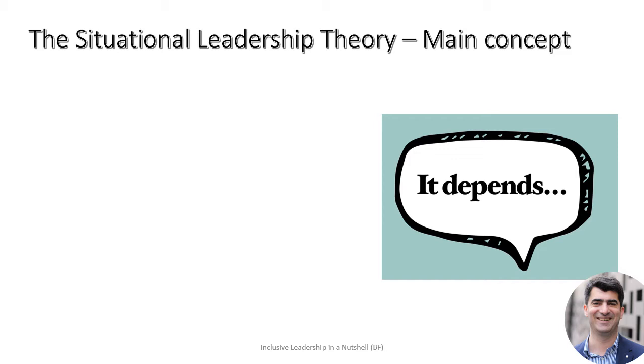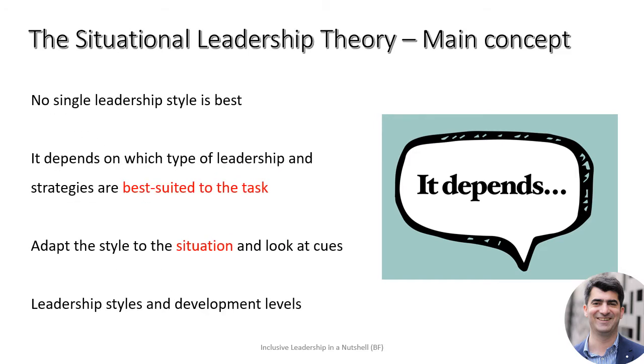As mentioned earlier, the best leaders analyze the situation and then try to adjust their style of leadership. The fundamental principle of the situational leadership model is that there is no single best style of leadership. Indeed, effective leadership is task relevant, and the most successful leaders are those who adapt their leadership style to the performance of the individual or group they are attempting to lead or influence. So it depends on which type of leadership and strategies are best suited to their tasks.